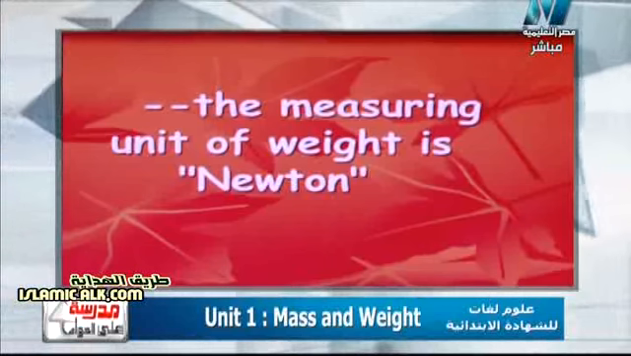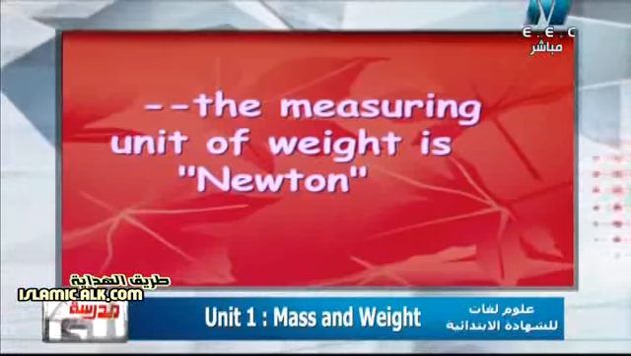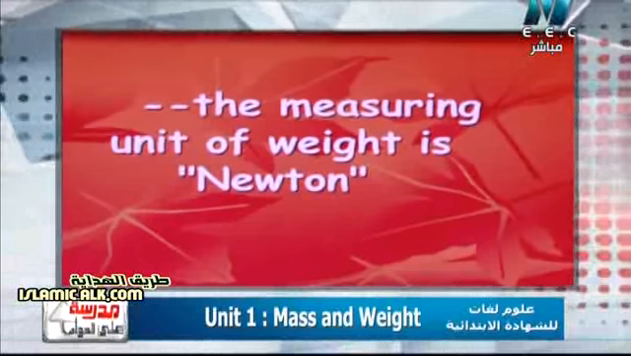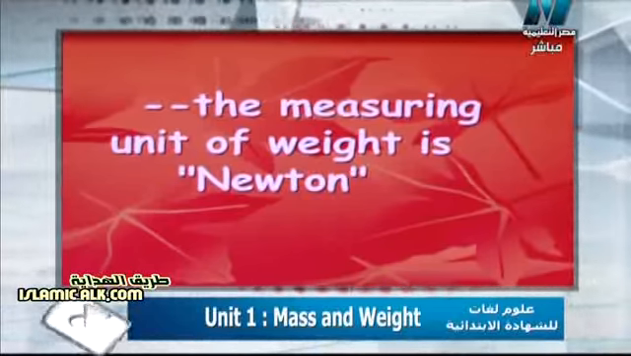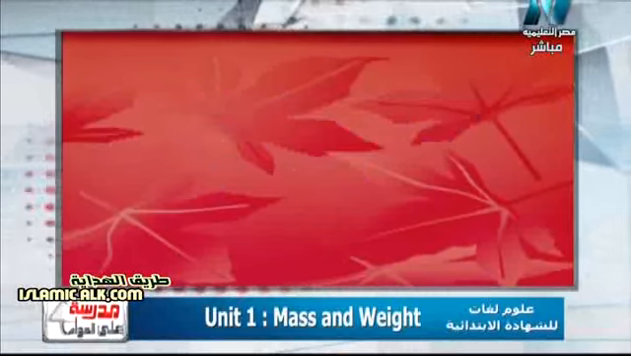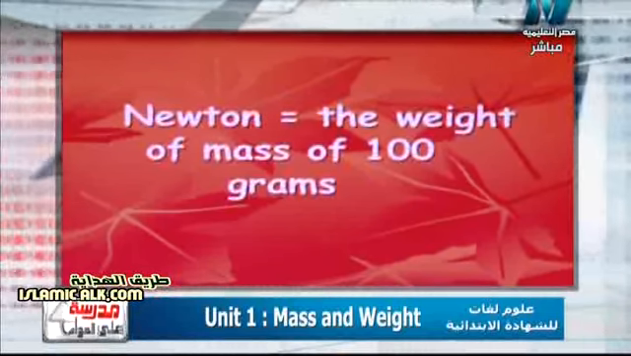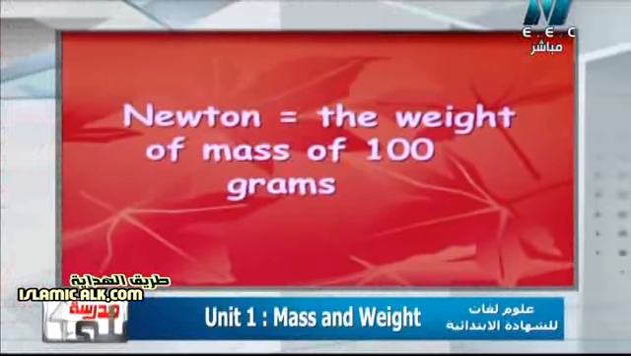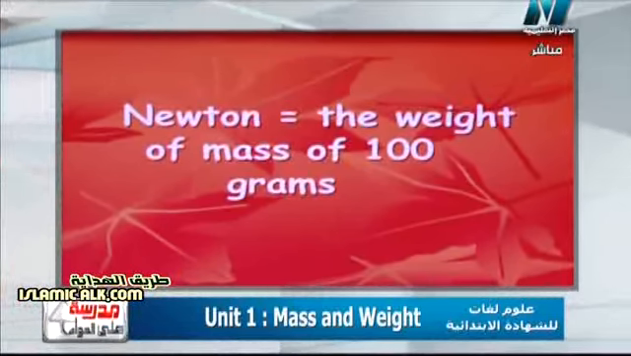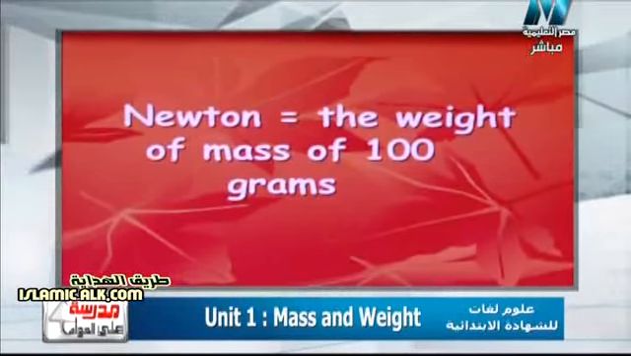So can you remind me, حد يفكرني, what are the measuring units of mass? We have 3 units of mass which are gram, kilogram and ton. Another property, Newton equals what? Equals the weight of mass of 100 grams. So I can say that 1 Newton equals what? Look here, 1 Newton equals 100 grams.